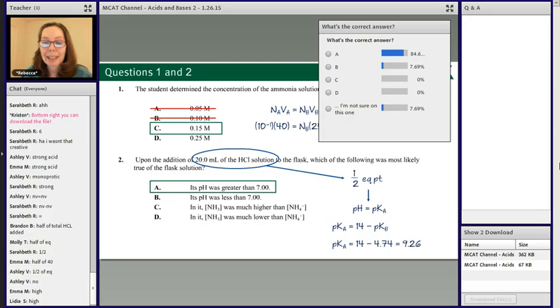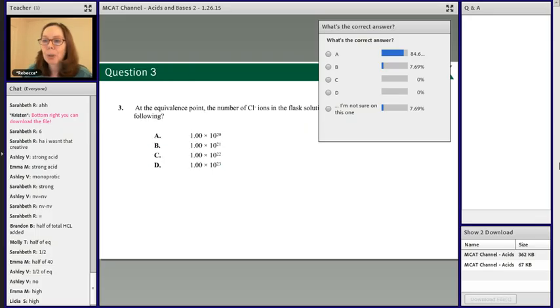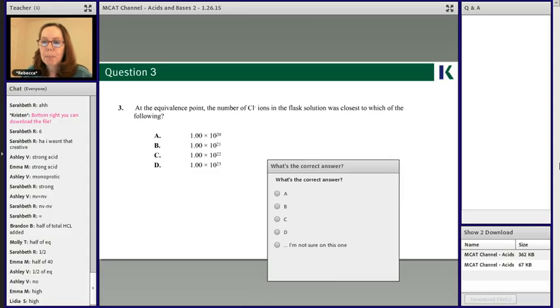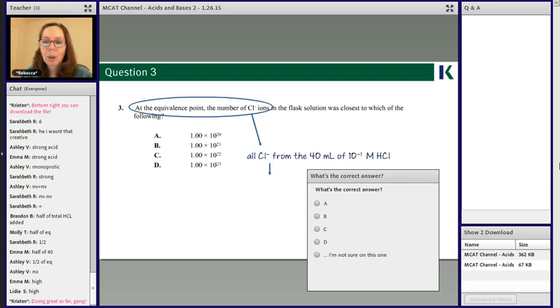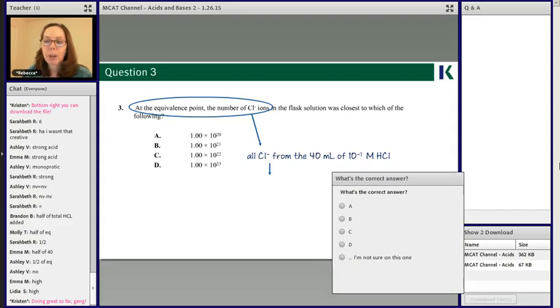All right, excellent. Question number 3. At the equivalence point, the number of chloride ions in the flask solution was closest to the following. Now, how do we figure out chloride? Well, chloride all comes from the HCl. And if we've got 0.1 molar HCl, what do we have to have? We've got to have the same molarity, but they want the number of ions.